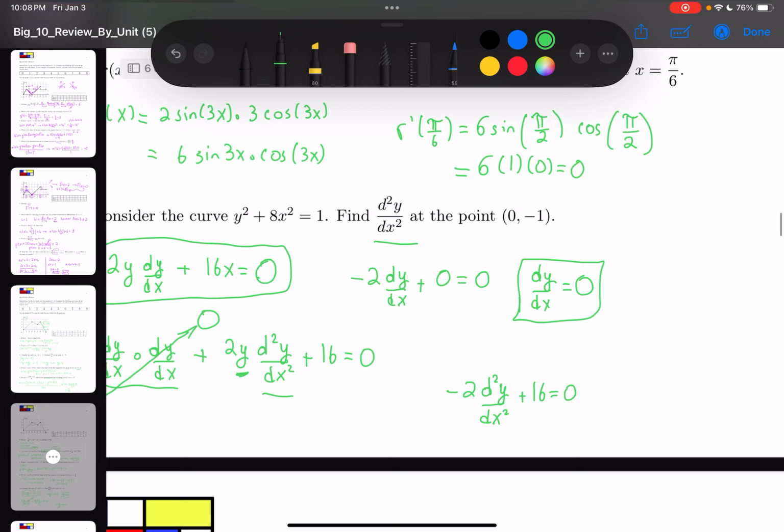Rearrange this equation. You're going to get d squared y over dx squared equal to 16 over 2, which is going to be equal to 8. Notice over here that 16, when it goes to the other side, is going to be negative 16, divided by negative 2, it is going to be positive 8. That's why I just wrote it as 16 over 2. And that is going to be my final answer.